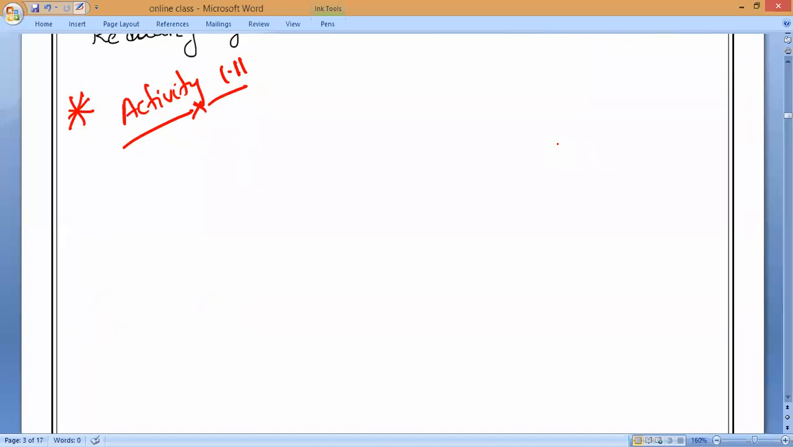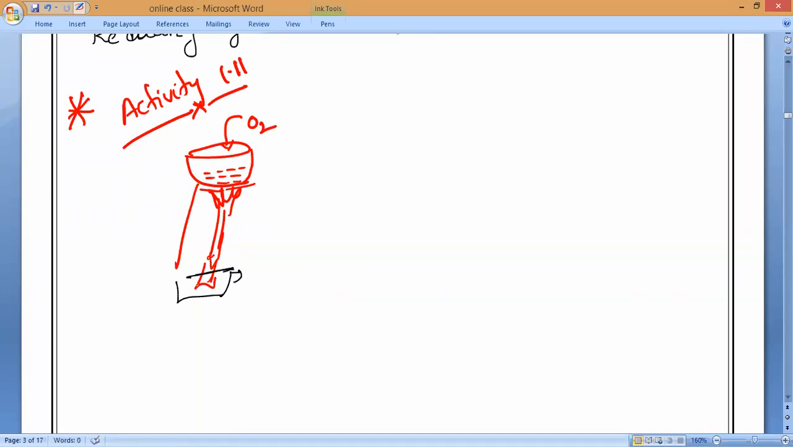Now, in activity 1.1, they are taking some copper in a China dish. Now they are heating it with a Bunsen burner. Heating with the help of a Bunsen burner means it is reacting with oxygen present in the atmosphere, like magnesium, which we heated at the start. Have you remembered? Magnesium will react with oxygen.